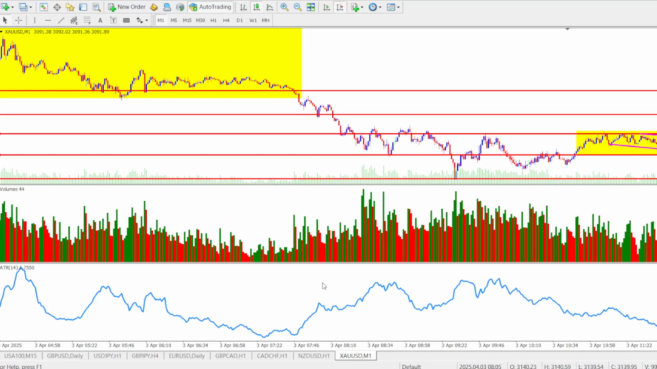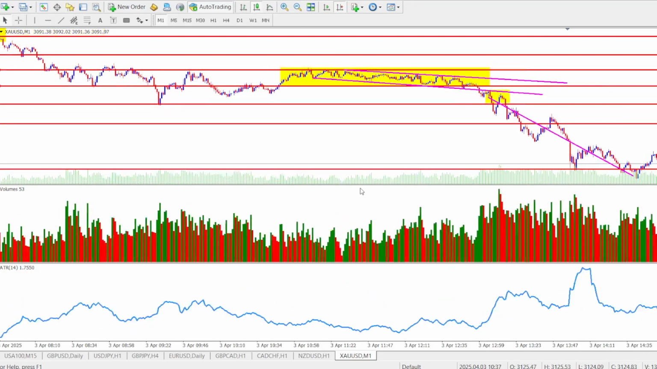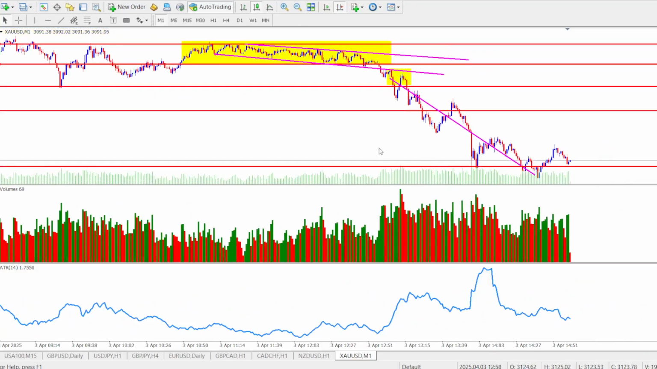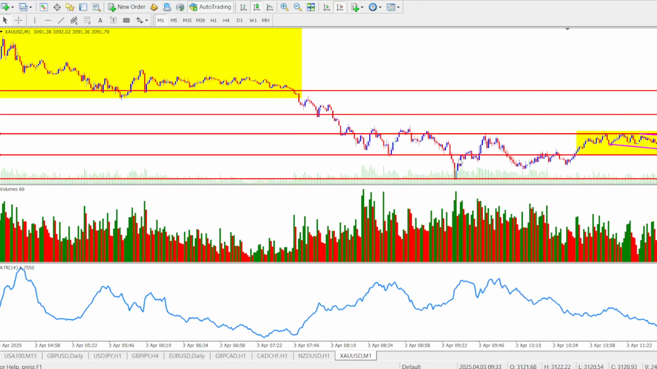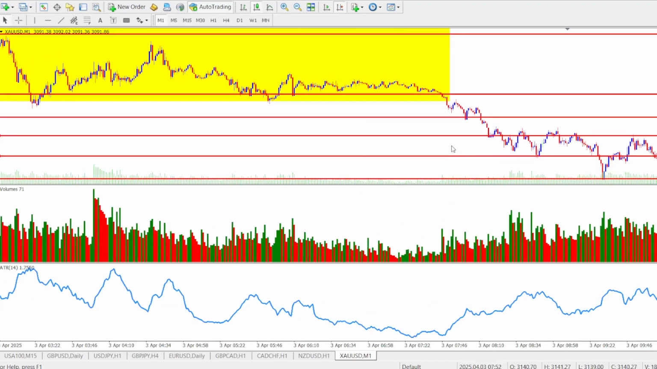And you can see that here, the ATR confirmed this sell move. It was rising in value, showing strong momentum. And here again, it was rising in value, showing strong momentum. So pay attention to ATR as well.